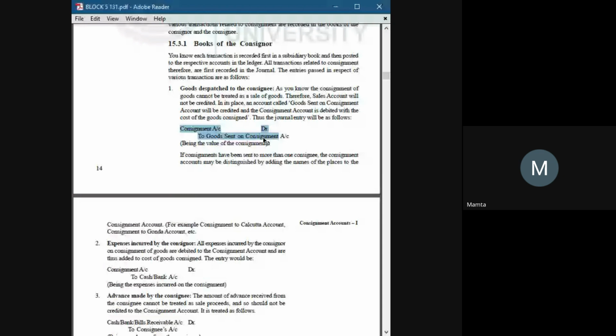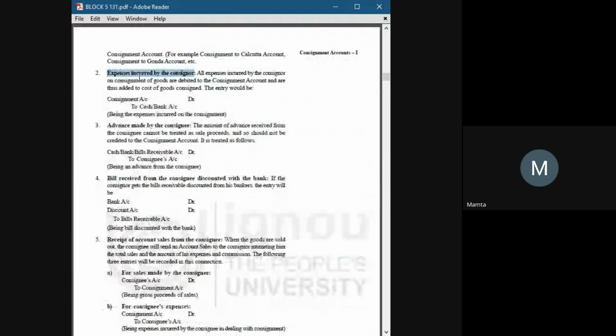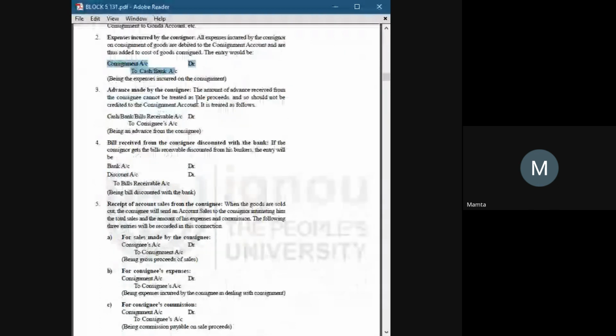The second entry is for expenses incurred by the consigner. Consignment account debit to cash or bank account. Whatever expenses like freight the consigner is bearing, for that we will pass this entry: consignment account debit to cash or bank account.